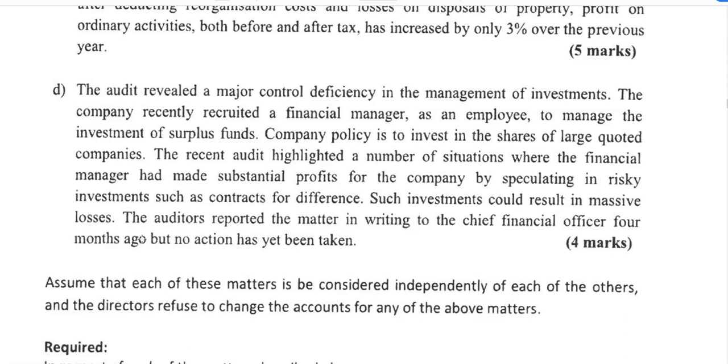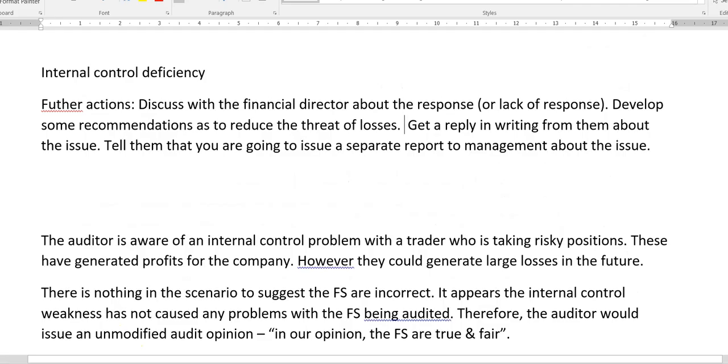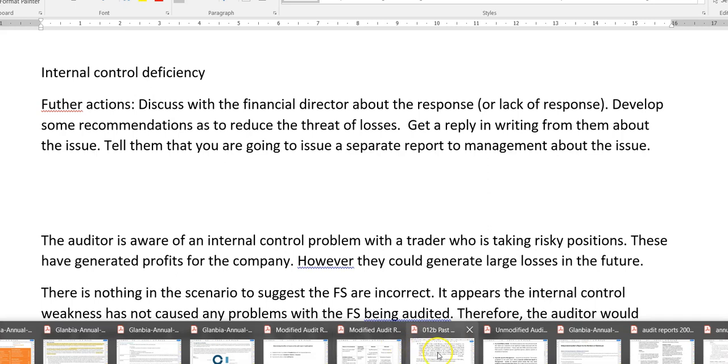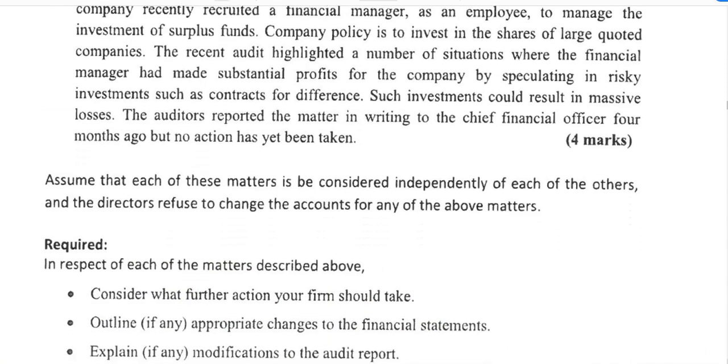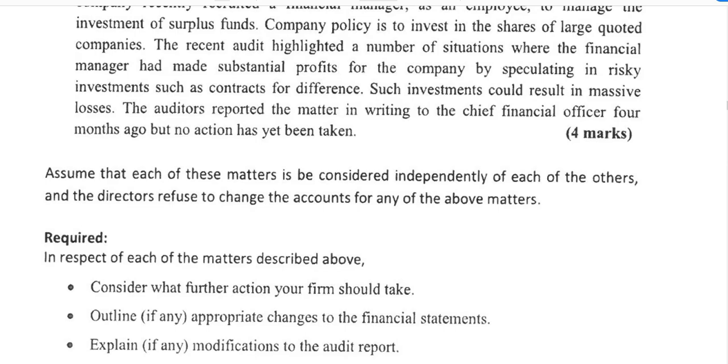are true and fair. In our opinion, the financial statements are true and fair because the accounts are correct. But there's an internal control issue that should be reported separately to management, or else reported perhaps as a key audit matter. So the internal control deficiency, it does ask in the question for further actions, which is something we haven't seen before. If you see in respect of each of the matters, consider what further action your firm should take, and then changes to financial statements and modifications to the audit report.